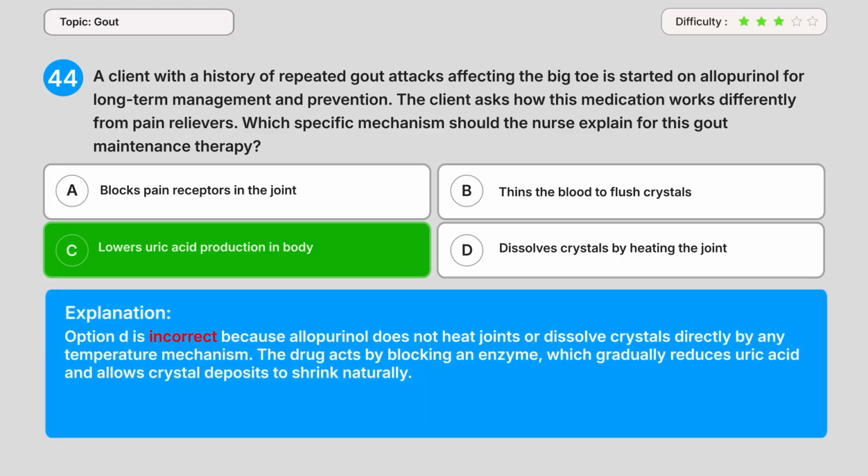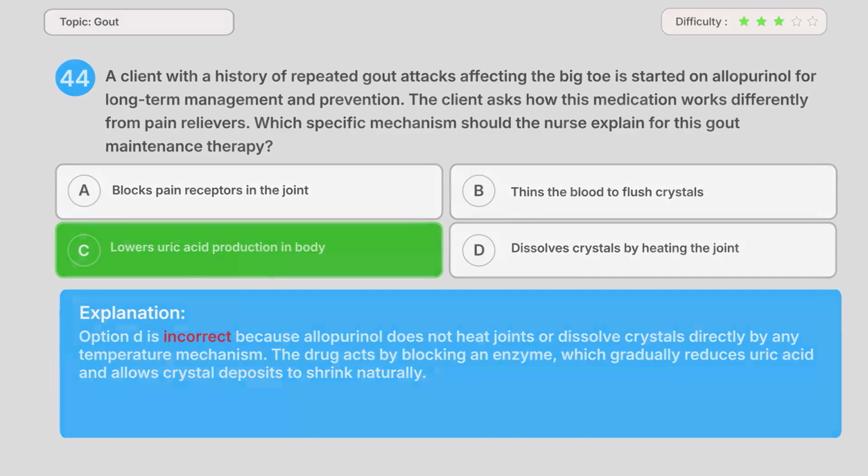Option D is incorrect because allopurinol does not heat joints or dissolve crystals directly by any temperature mechanism. The drug acts by blocking an enzyme, which gradually reduces uric acid and allows crystal deposits to shrink naturally.